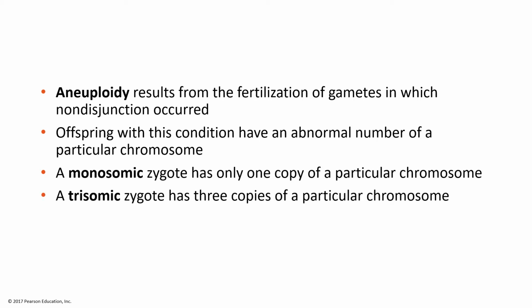Trisomy is the other option, where we have 3 copies of a particular chromosome. And generally, this is also an instance where it's going to be embryo lethal. But there are a few more cases where this produces a viable embryo that can reach adulthood.